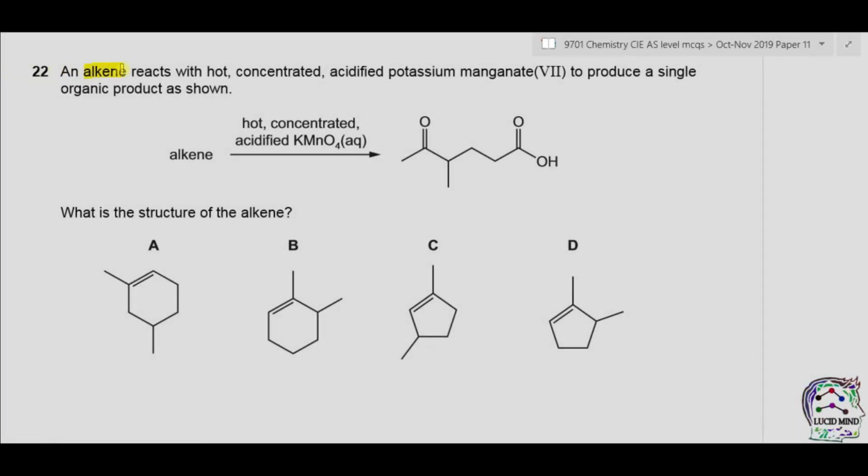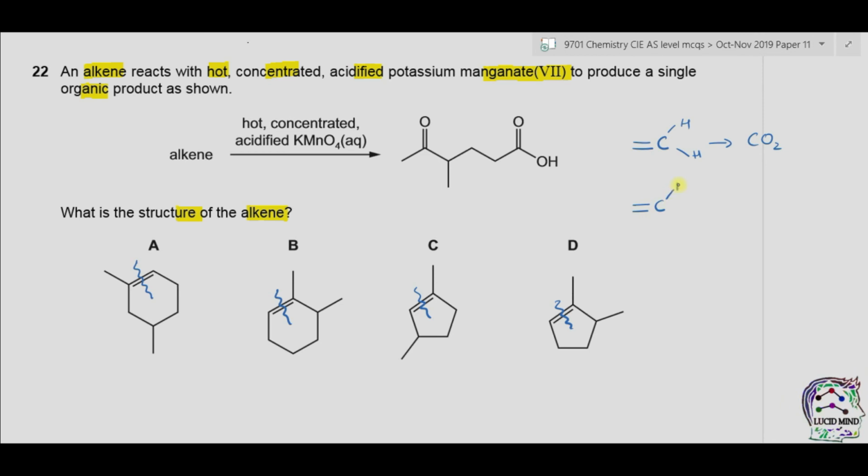Question 22. An alkene reacts with hot, concentrated, acidified potassium manganate(VII) to produce a single organic product as shown. This is the product that is formed. What is the structure of the alkene? Now we know that hot, concentrated, acidified KMnO4 can break the double bond in an alkene to give the product. The product depends on the type of carbon atoms involved in the double bond. For example, if the carbon atom present in the double bond is attached with two hydrogen atoms, it will convert into carbon dioxide upon oxidation.